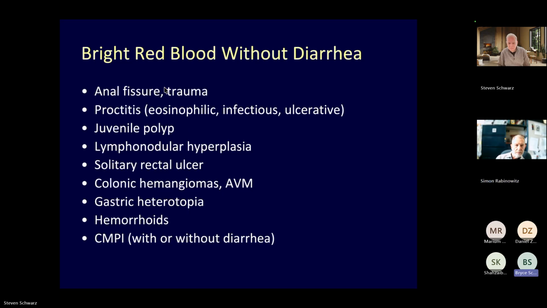I assume you're not going for just really, really severe constipation. No, you're not going to see hemorrhoids, and you think of inflammatory bowel disease until proven otherwise. All right. And then cow's milk protein intolerance or cow's milk protein allergy, with or without diarrhea.